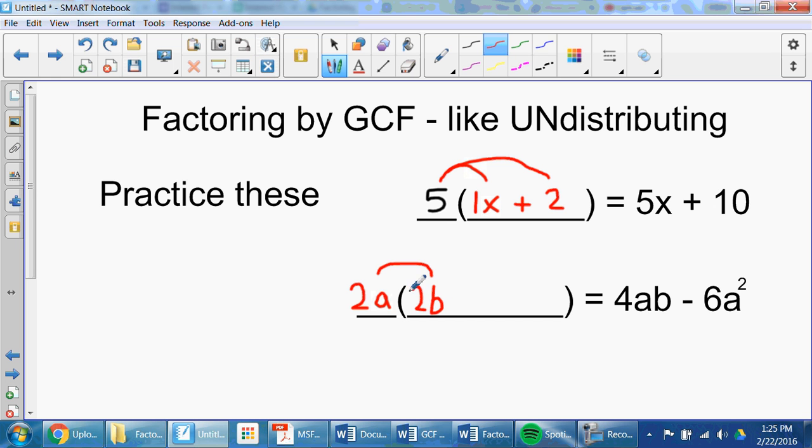So 2 times 2 is 4. A times b, ab, gets me 4ab. That one works there. Now I would do 2 times what gets me negative 6a. 2 times negative 3 gets me the negative 6 that I need to get a squared. So if I put another a there, their exponents would add, a to the first, multiply those two, and get you a squared. That's how I would GCF factor these two examples. Try to GCF factor these two examples here.